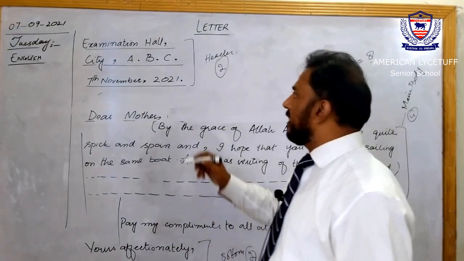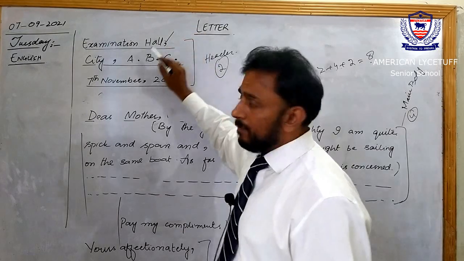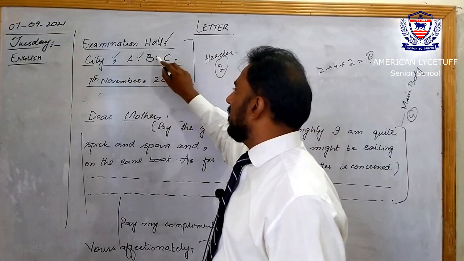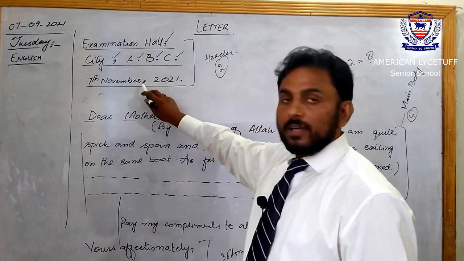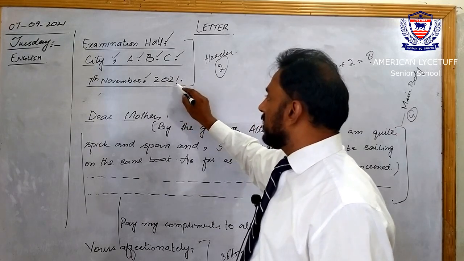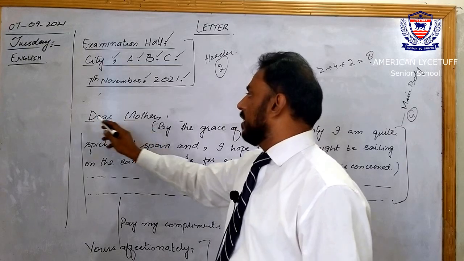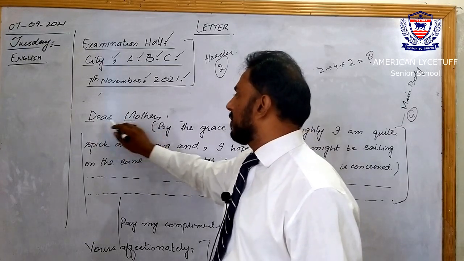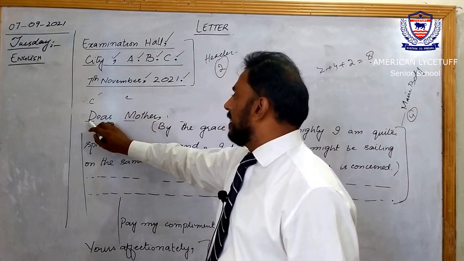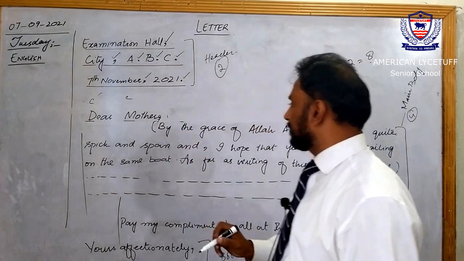And the next thing is, after examination hall, comma, one more thing, city, comma, A full stop, B full stop, C full stop, right? After the date, 7 November, comma, and after the year, a full stop will be placed. Next thing, dear mother, both words will start with capitals, both are capital, and after mother we will place a comma.